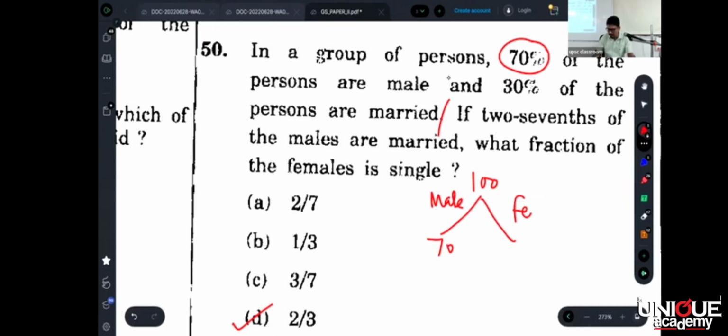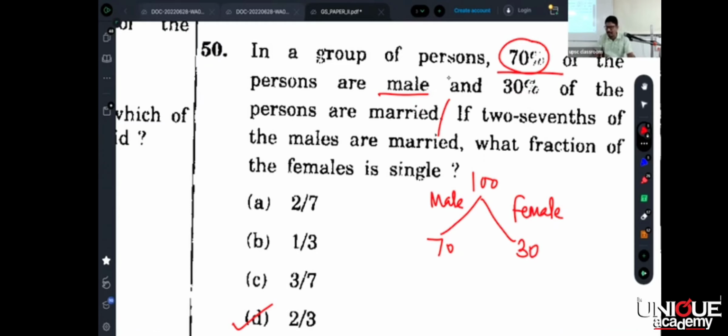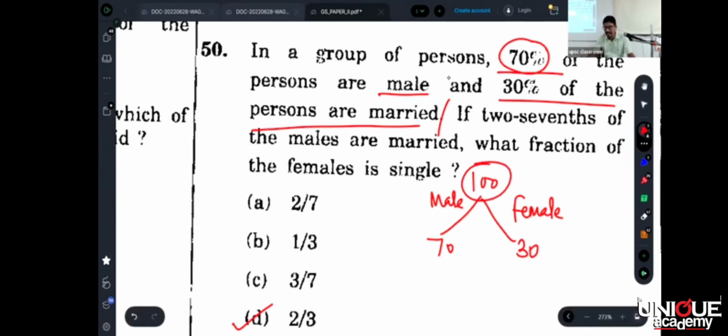The remaining are female, which is how much? 30. So 70 out of every 100 are male and 30 are female. Then next, 30% of the persons are married. It is told that 30% of the total persons means out of every 100, from the same group, 30 are married. How many are male and female? Initially we don't know. We only know that the number of married persons in every 100 is 30. Is it clear to all of you? So here we can write married are 30 persons.